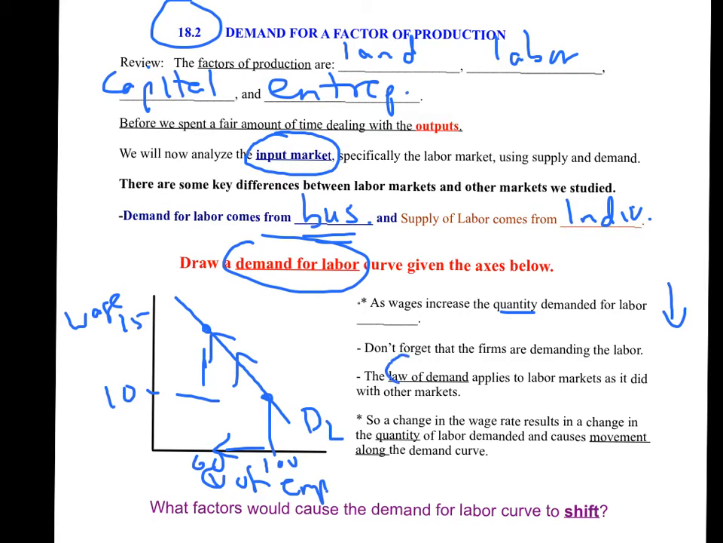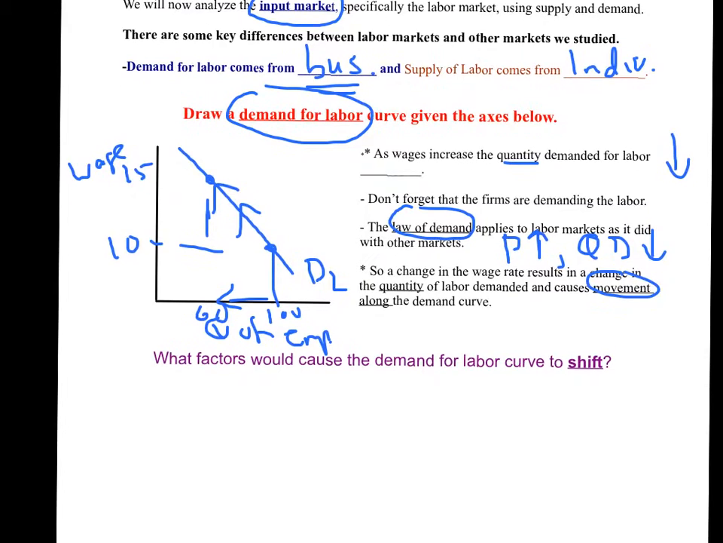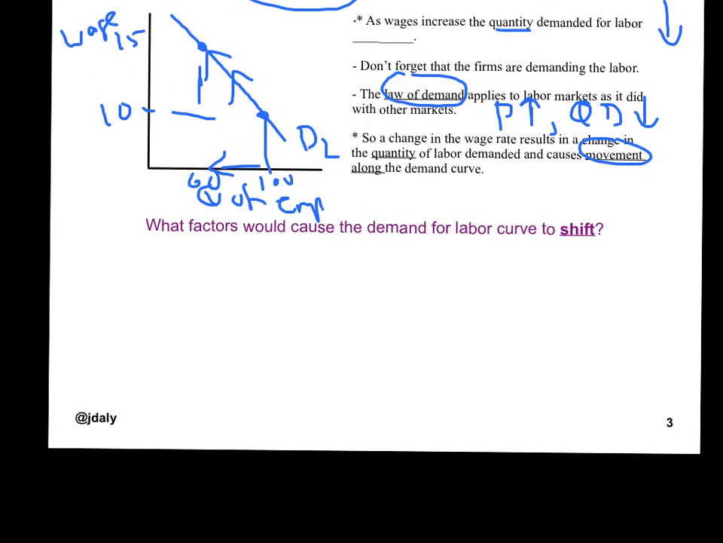Relates to the law of demand. We know from the product market and the law of demand, when price went up, didn't the quantity demanded for that good go down? It works similar in the labor market. If the price, in this case the wage rate, goes up, the quantity demanded for labor goes down, and that's a movement along the curve. The question becomes, so we looked at in a product market, what causes the demand curve to shift? Well, this is the demand curve for labor to shift.